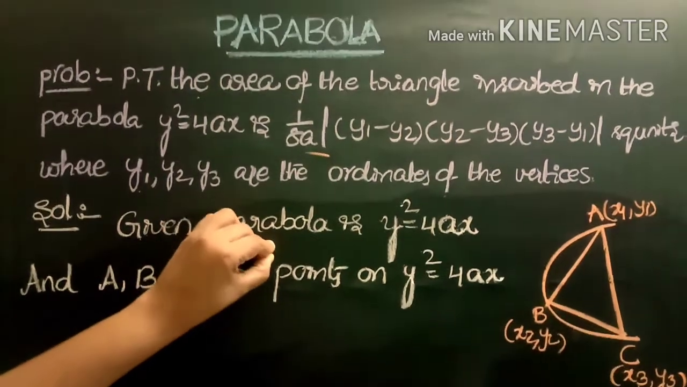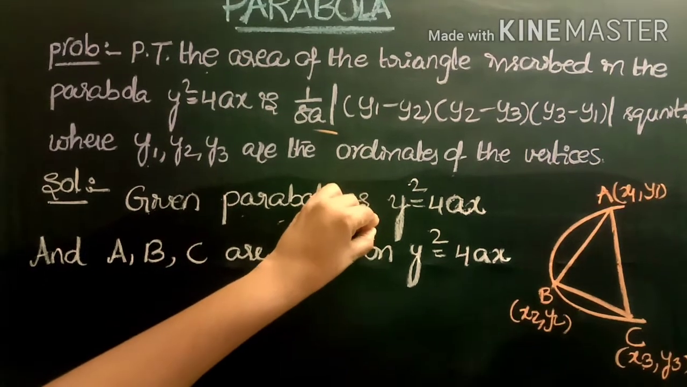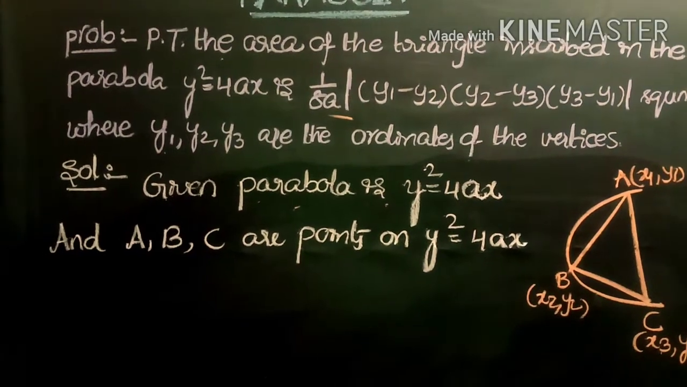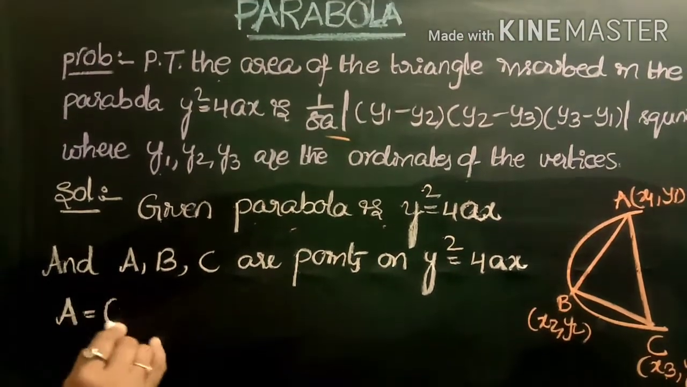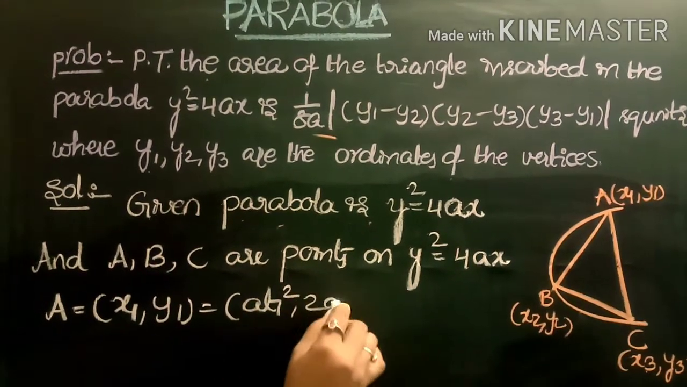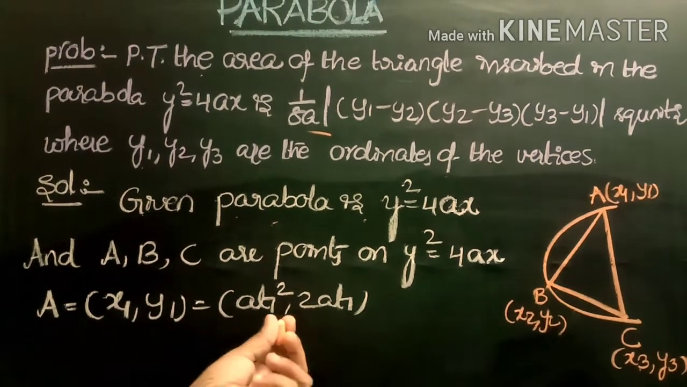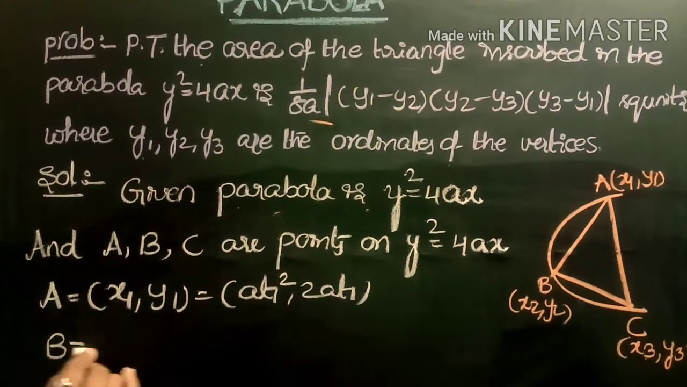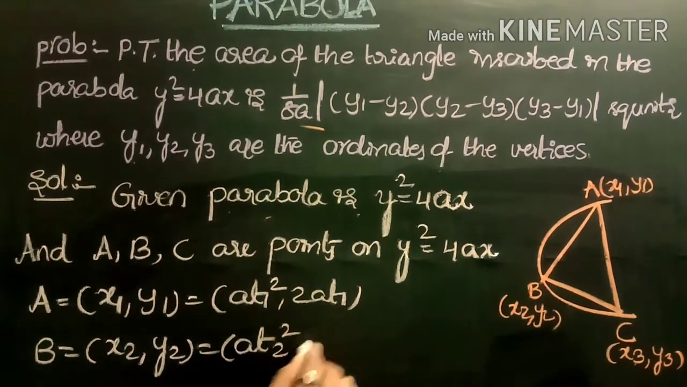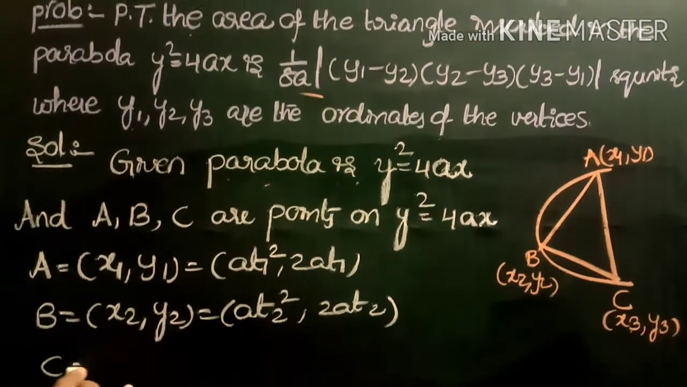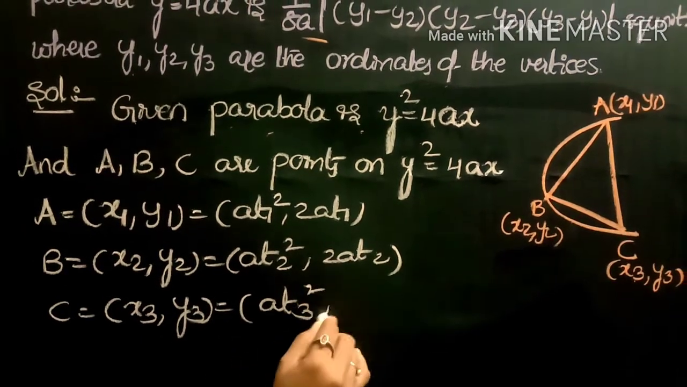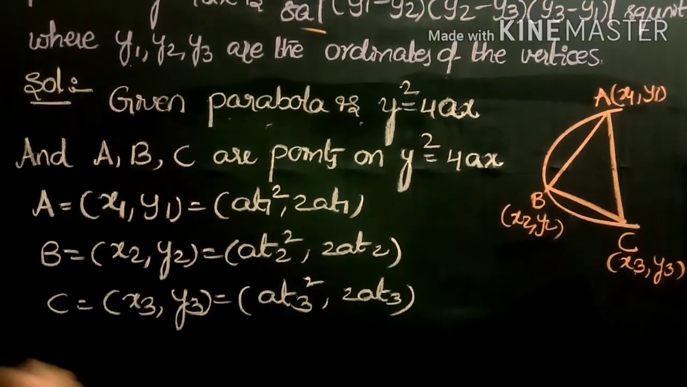The given parabola is y square is equal to 4ax, and we take the points ABC on the parabola. Now we take the coordinates of the points: A is equal to x1, y1, and in place of x1, y1 we take the values at1 square comma 2at1, since this is a point on the parabola. Similarly, the second point B, x2, y2, is at2 square comma 2at2, and the third point C, x3, y3, is at3 square comma 2at3. These are the points which lie on the parabola.